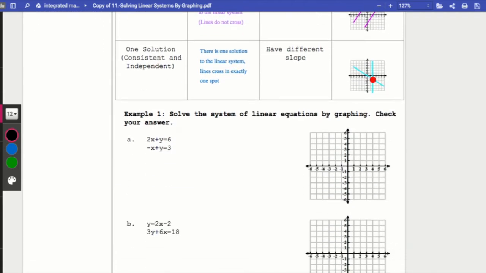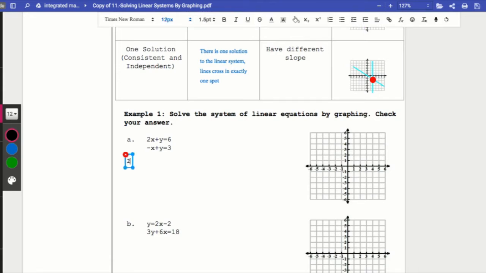So we're going to jump into some examples. We're going to solve the system by graphing. I know you guys are really comfortable with rearranging the equation and graphing it as y equals mx plus b. We can do that, but for me, I actually find it really easy to go ahead and graph the intercepts. So that's what I'm going to do. When I graph the intercepts, I'm really looking at the equation 2x plus y equals 6.